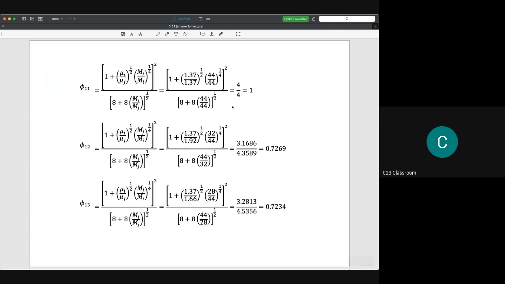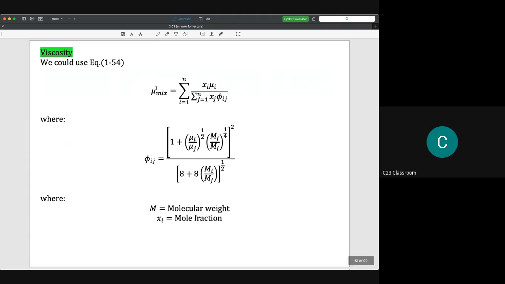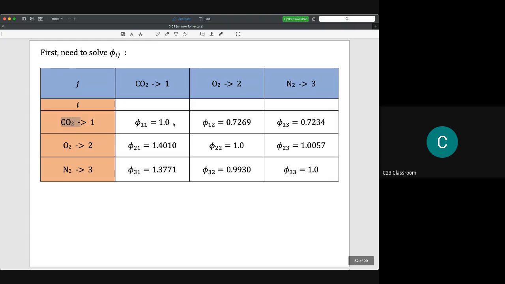I'll give you one example calculation that you can compare. For the calculation of 1,1, we compare the value of carbon dioxide with carbon dioxide. When both i and j are the same element, for sure we get 1. You can assume this blue color is the parameter of j, and this orange color is the parameter of i.